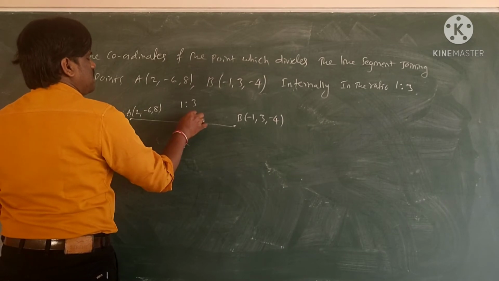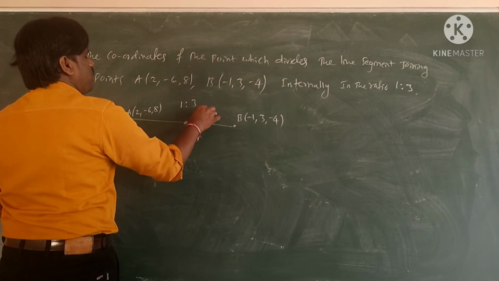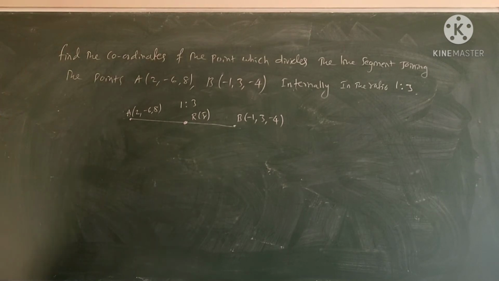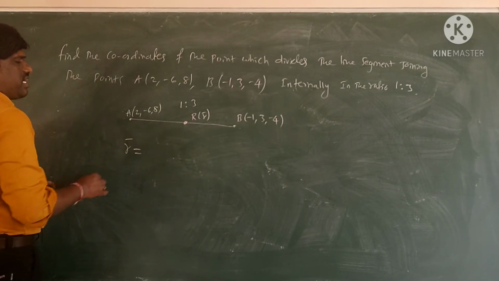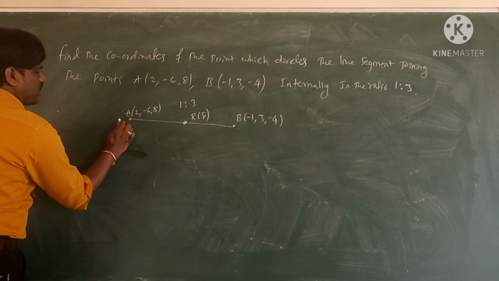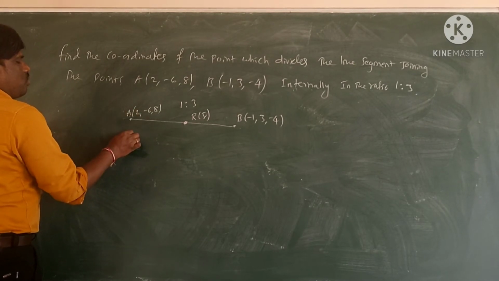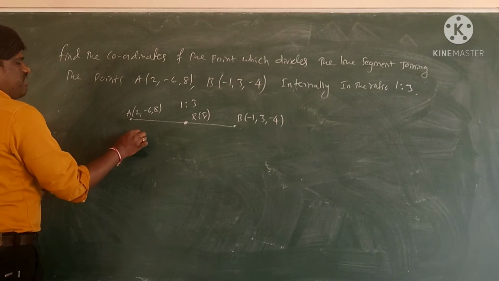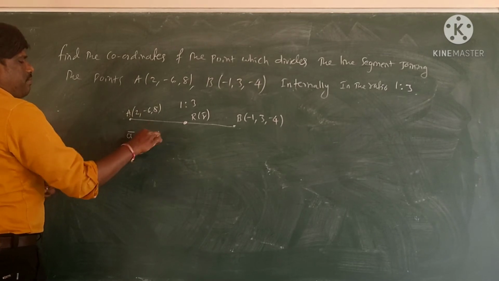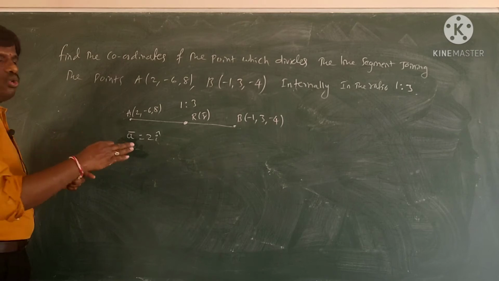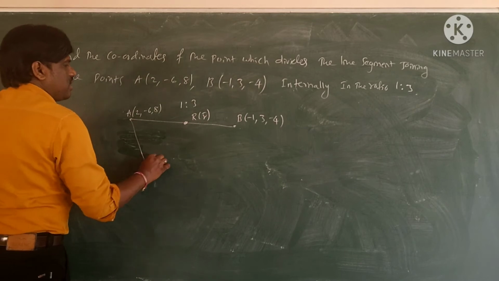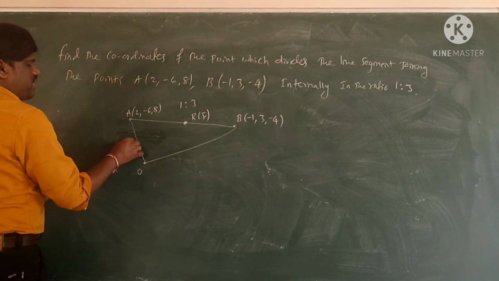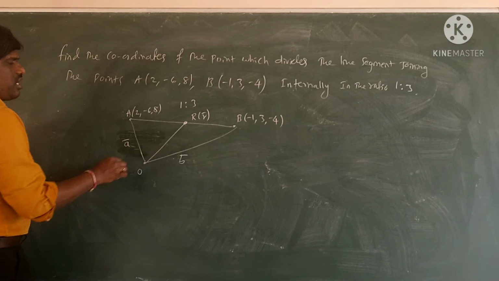Let us take this point as R, and we are going to find the coordinates of this internal point. So what can we write here? The R vector. First you should write the position vectors. A vector is 2i cap, position vector means joined with the origin O. It will be joined from here, and this is the A vector, this is the B vector, and this is the OR vector.